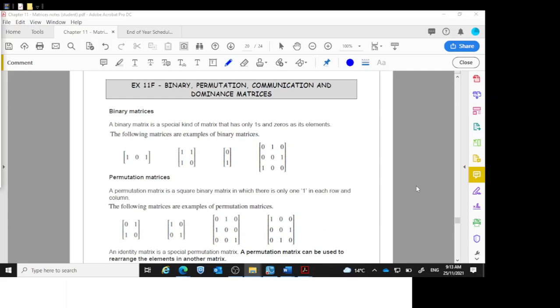Binary, permutation, communication, and dominant matrices. So what is a binary matrix? A binary matrix has just ones and zeros as its elements. Here are some examples. You can see there's ones and zeros in all of these matrices. There's no other number.